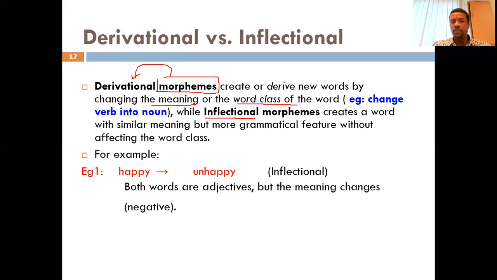So I have a very simple example in here. As you can see, the word happy is an English word, which means showing some level of excitement or being in a state of happiness. So this is happy. Now, whenever you add the morpheme un to it, it would be unhappy. But in this case, the part of speech didn't change, okay? Both words are adjectives. Whether it is happy or unhappy, it is an adjective that's used to qualify something.